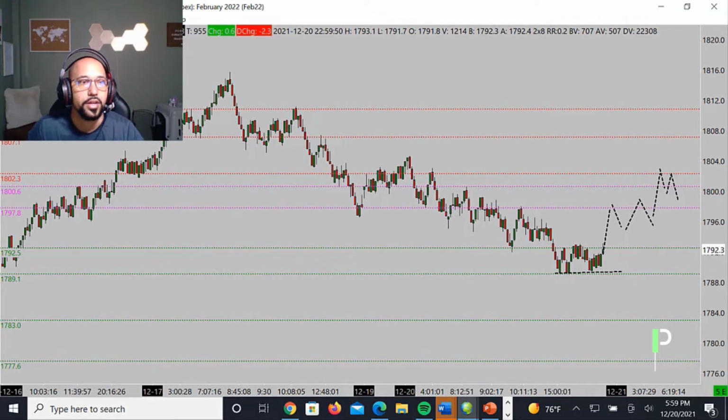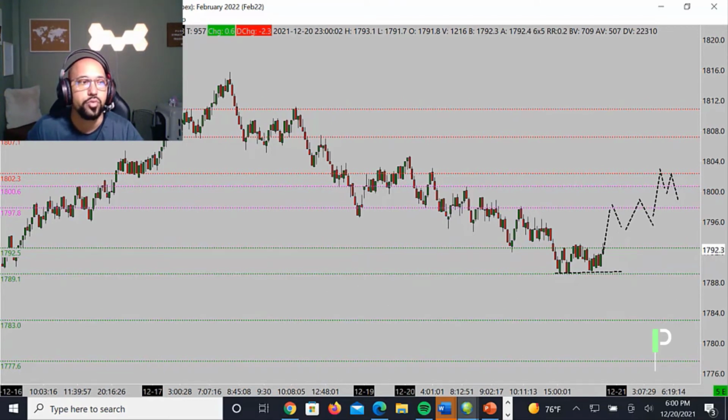Let's go ahead and take a look at crude oil, see what crude oil is giving us. Oh, well, support's actually underneath for gold. Underneath 1789.1 is going to be 1783 and then 1777.6 as the next levels of support. Above these 1802.3s is 1807.1 and then 1810.8 as the next level. So keep those in mind as the resistance areas as well.